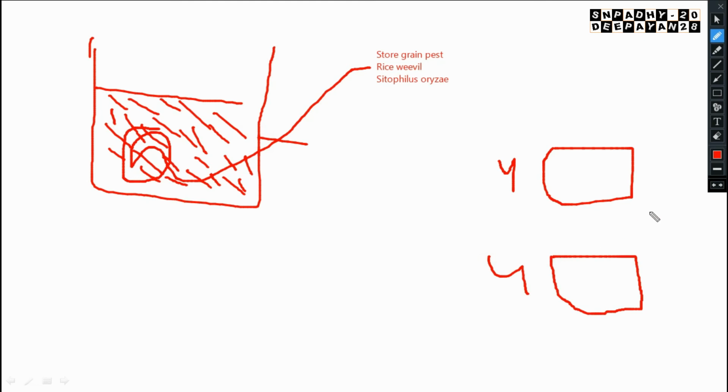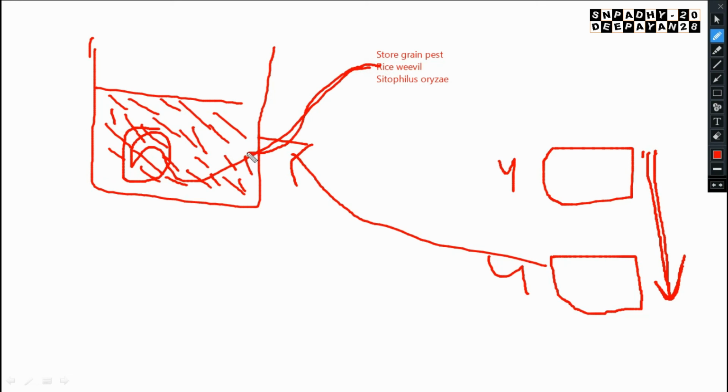So now what will happen? Where will the temperature be more now? Here it will be less, but as the population is increasing, the temperature of that particular area will increase. This temperature is now not favorable for the rice weevil pest. So what will they do? They will migrate, disperse or move from the unfavorable region towards the favorable region. Though food is not available here, still they will try to move from the unfavorable area to the favorable area.